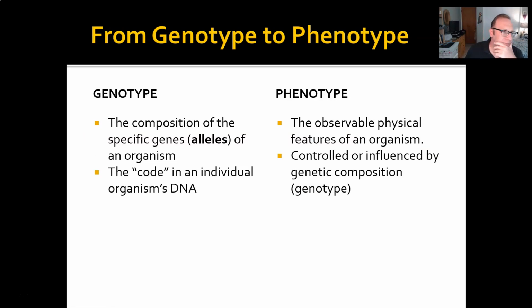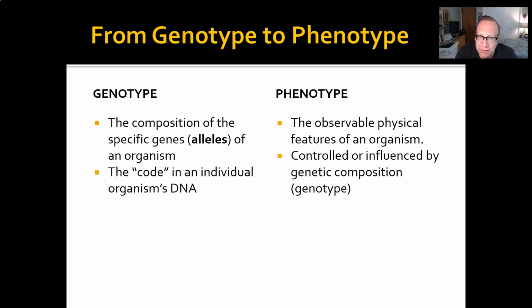Now, two more words that are very important. Genotype and phenotype. The genotype is just the composition of what genes and what alleles you have. Okay? It is literally the code in an individual's DNA. It's what's actually down there.